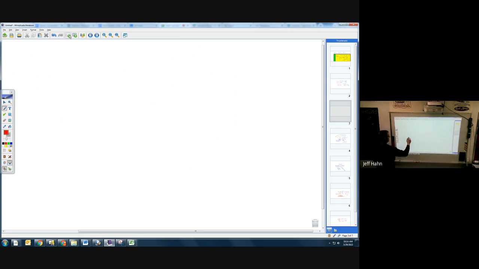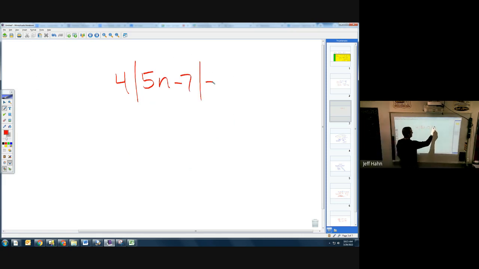Hard. Ready? 5 times the absolute value of 5n minus 7, minus 6 equals 106. Step 1, isolate the absolute value. Step 2, write 2 equations from that.